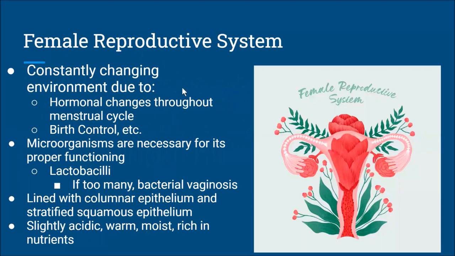The female reproductive system changes in its environment due to hormonal changes and more. The most common microorganism found there is the lactobacilli, but again, balance is key. Too many means you might get bacterial vaginosis. It's slightly acidic, warm, moist, and rich in nutrients.